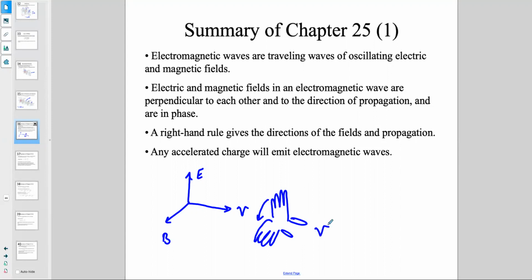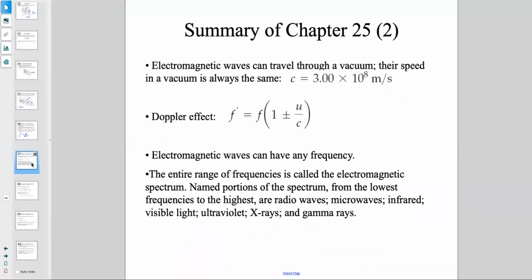Any accelerated charge will emit an electromagnetic wave. Electromagnetic waves can also travel in vacuum. It's not like a sound wave, which needs a material. It can go through the vacuum. The speed in a vacuum is always the same, 3 times 10 to the 8 meters per second.